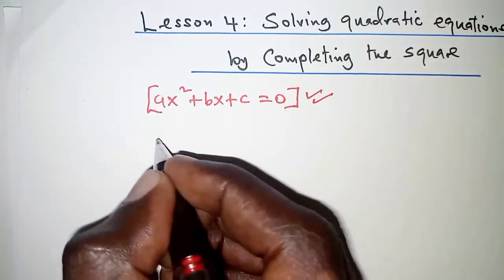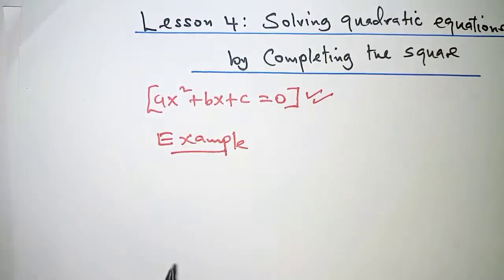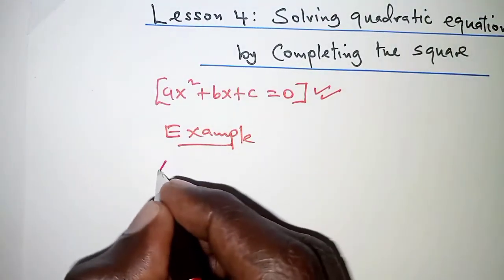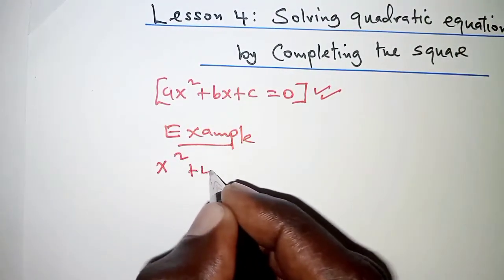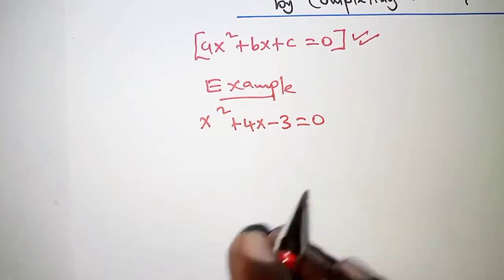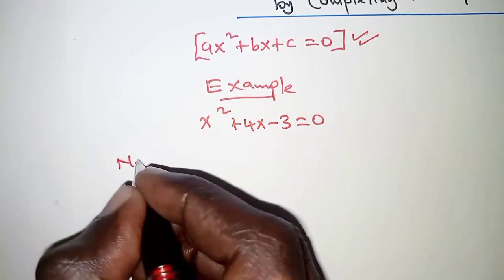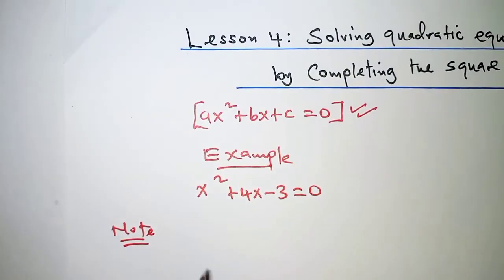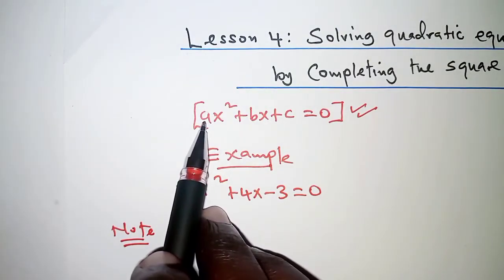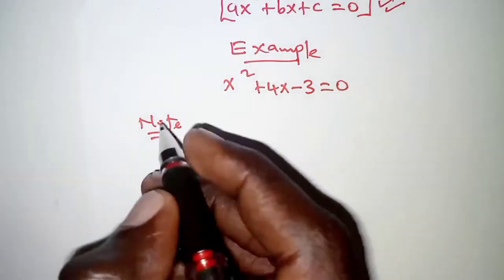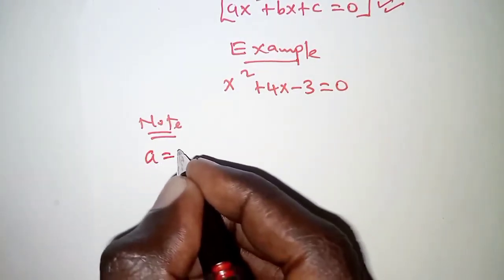Okay, so let's look at the first example. We are going to solve by completing the square: x squared plus 4x minus 3 is equal to 0. Now I want you to take note of this. Every time we're using completing the square method, just ensure that the coefficient of x squared is unity, that is 1. So a is equal to 1.